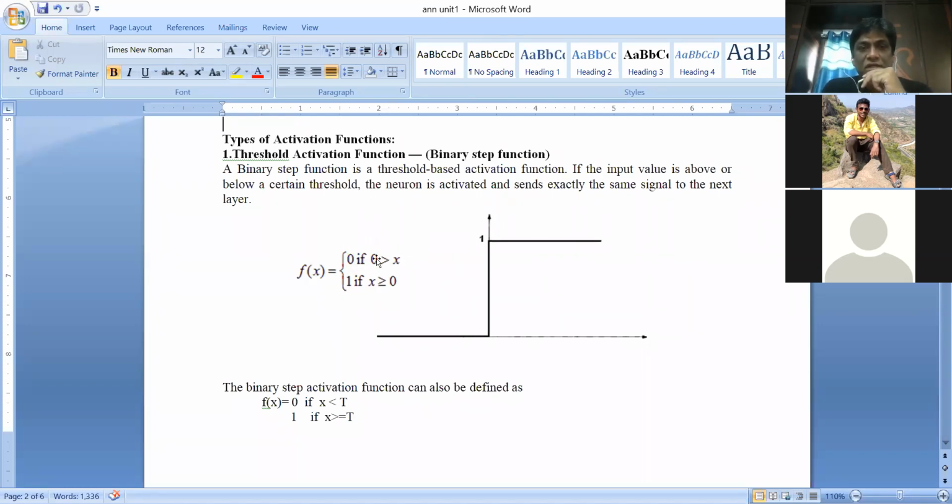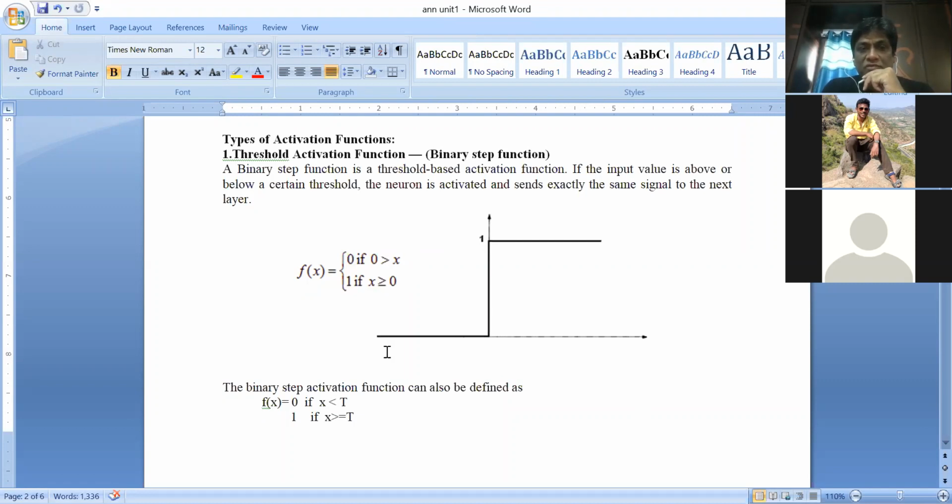Right? If x is less than 0, then the output produced by this activation function is 0. If x is greater than or equal to 0, then the output produced by the activation function is 1. So this function always produces either 0 or 1, not between. It is always going to be either 0 or 1.